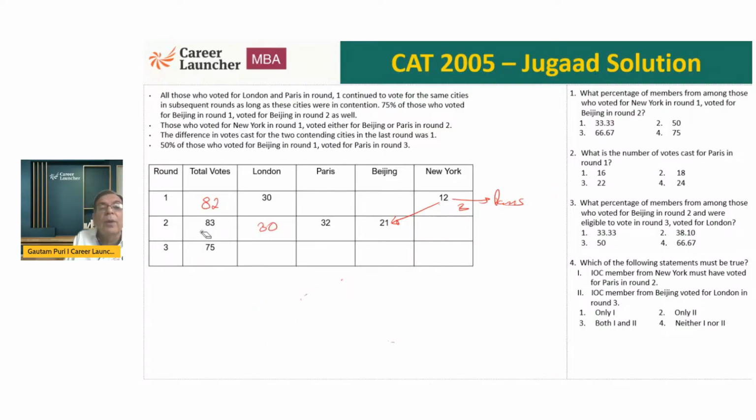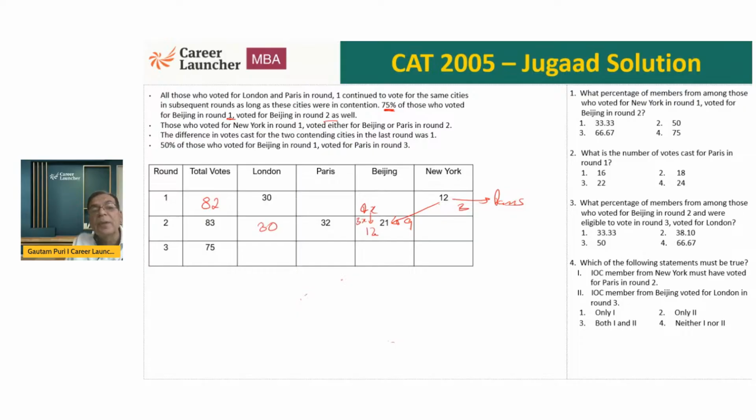Okay, so that's done. Now, if 9 have come from here, what does that mean? How many should have come from top? 12. So 75% of those who voted for Beijing in round 1 voted for Beijing in round 2 also. So out of the 4x people who voted for Beijing in round 1, 3x have voted for Beijing.